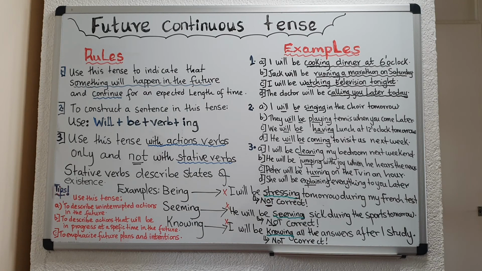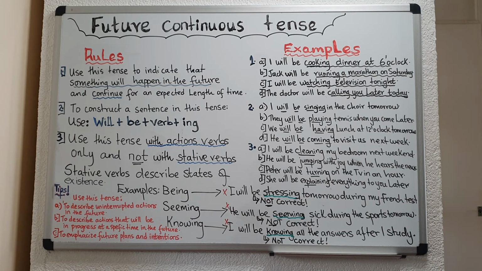1A, I will be cooking dinner at 6 o'clock. That's a very specific time. Another example, 2C, we will be having lunch at 12 o'clock. That's also a very specific time. Now, tip C, use this tense to emphasize future plans and intentions. So you want to be very specific, you want to stress your future plans and the intentions that you have, then use the future continuous tense.